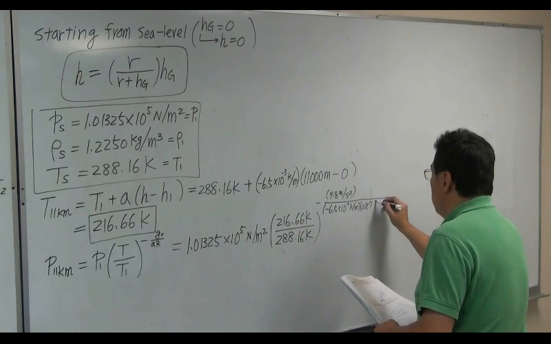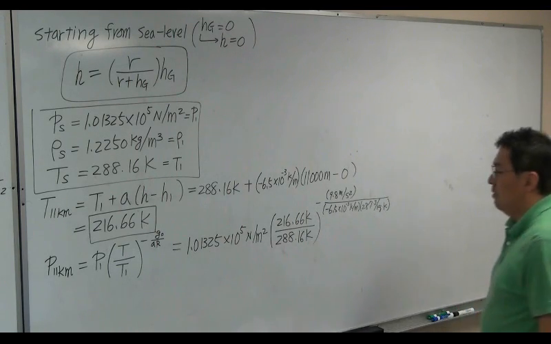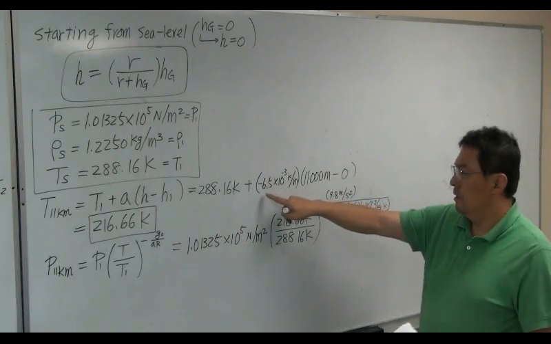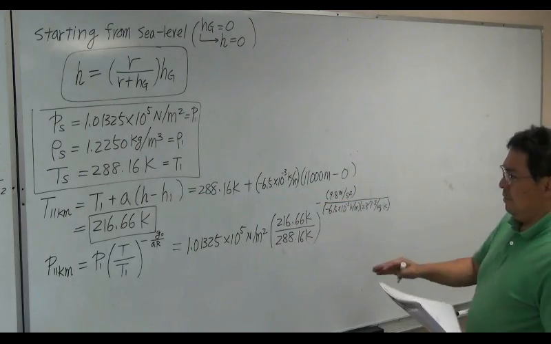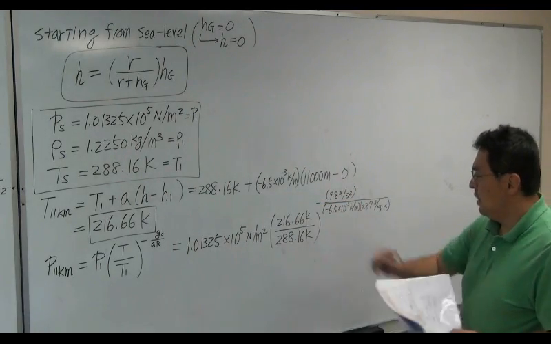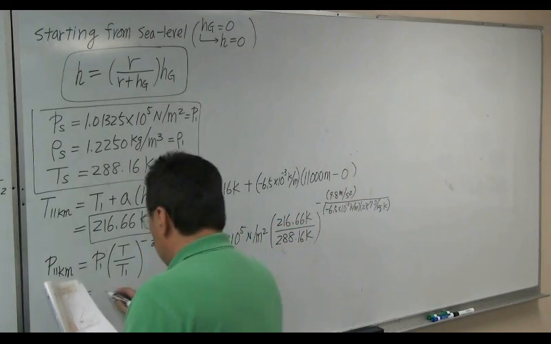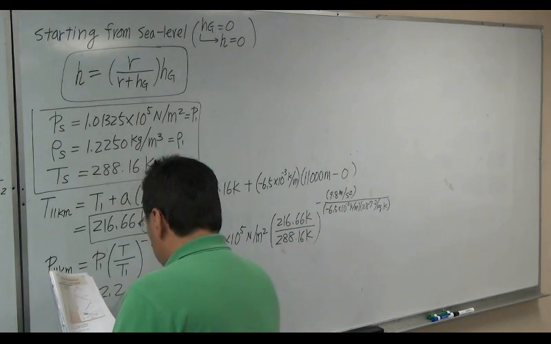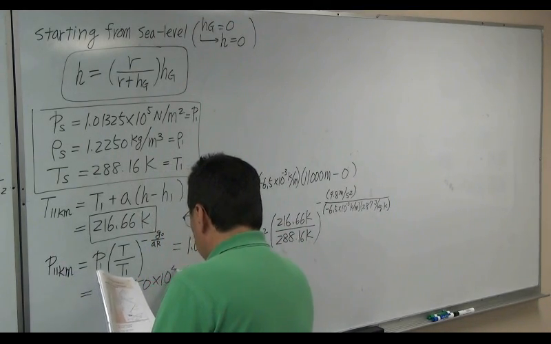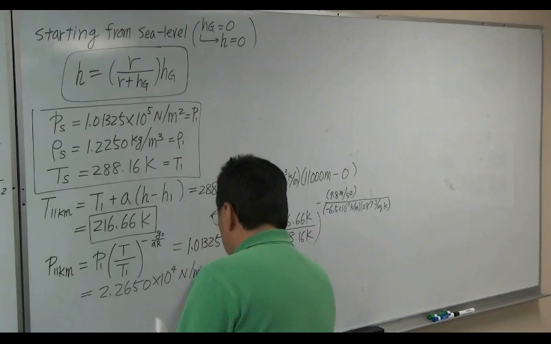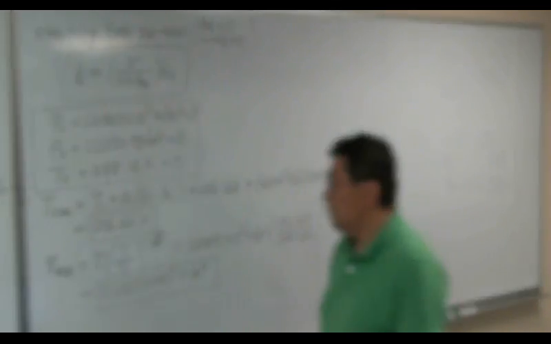287 joule per kilogram K. Don't forget the 10 to the minus 3. It cannot be this high. So, if you pick up your calculator, put those numbers in. What do you get? You should get 2.2650 times 10 to the 4th Newton per meter squared. So this is the pressure at 11 kilometers.